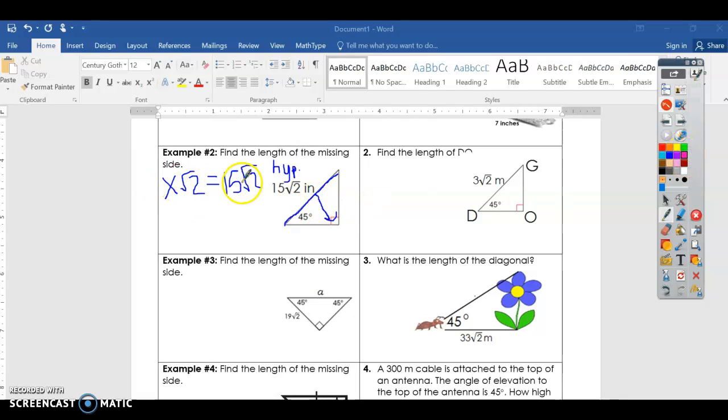So when I look at both sides of this equation, I have square root of 2 on both sides. So those can cancel out. So I'm left with x is 15. So I know that both of my legs are 15 inches. Sorry, I was having trouble writing 15. This is a 1 and a 5. Okay, so you're going to find the length of DO.